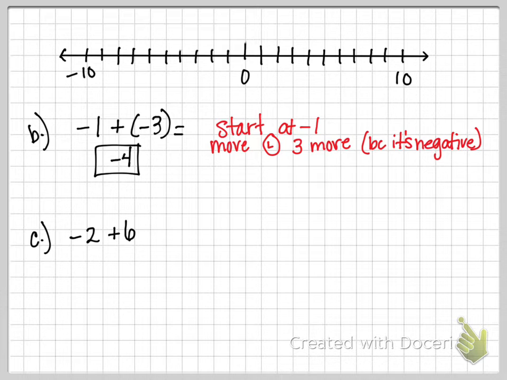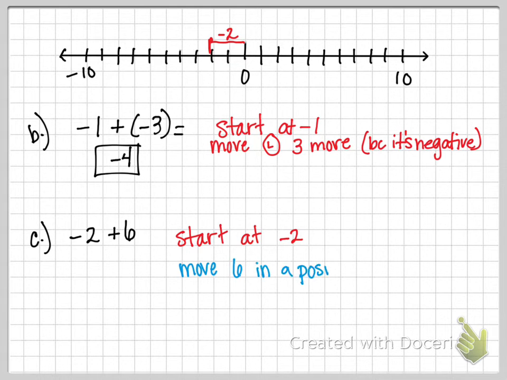-2 plus 6. Where do I start? Dane, where should I start? Start at -2. Anyway, start at -2 and then move which direction? To the right. To the right in a positive direction because 6 is positive. So we're going to move to the right 6 units from that -2.